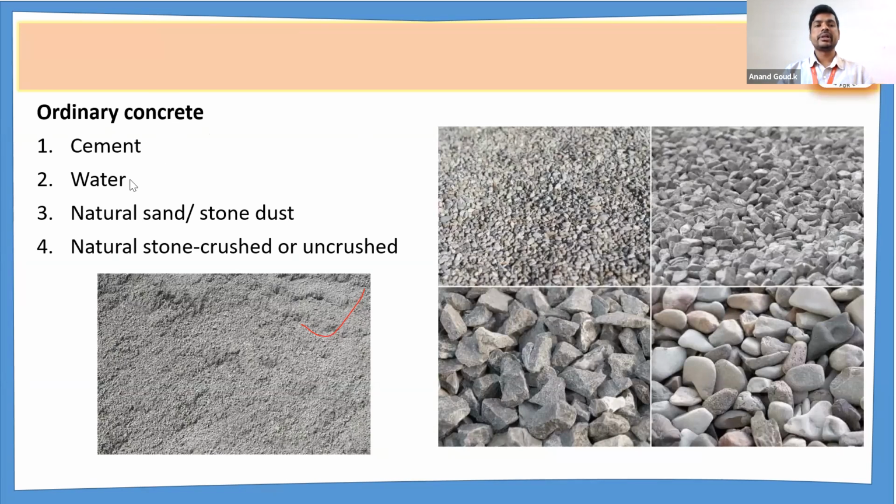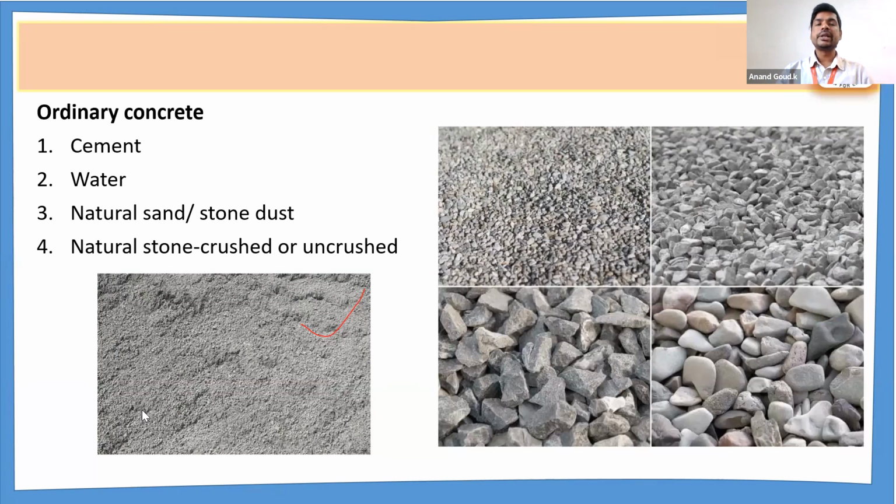So the first one is cement, second one is water, and third one is natural sand or stone dust. Natural sand you already know, so I did not keep any picture here. Stone dust is nothing but this, this is the stone dust. I think you have observed this particular material in construction, while constructing your homes or in surrounding areas.